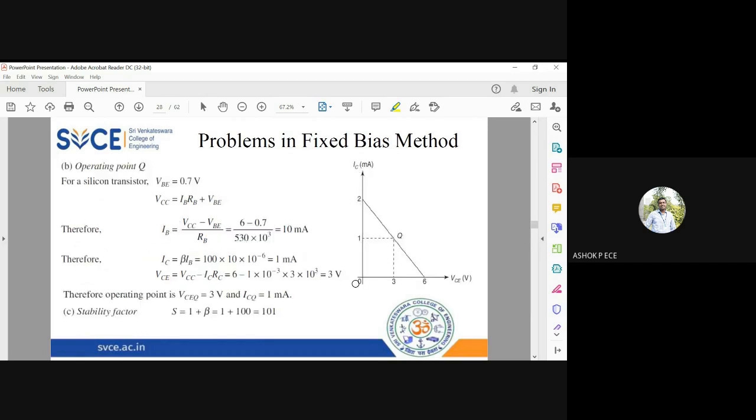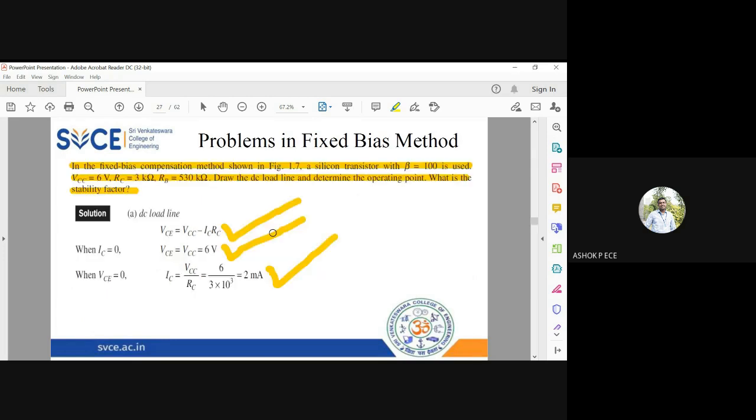So see here, x-axis is voltage, y-axis is current. The maximum voltage is 6. The maximum current is 2 milliamps. Draw a line joining these two. This is your DC load line. Is the process of drawing the DC load line clear? Okay, the process is very, very simple.